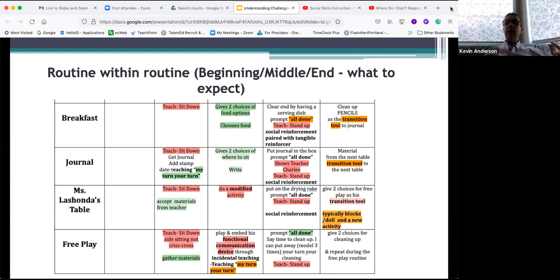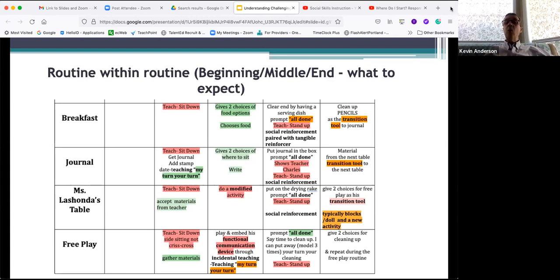So we know that breakfast is ending when there's some kind of serving dish prompt that relates to being all done. And for this particular child, what they're teaching looks like following directions of stand up. And they are going to be using social reinforcement and a tangible reinforcer. So they're actively going to be praising the child if they successfully stand up from breakfast.